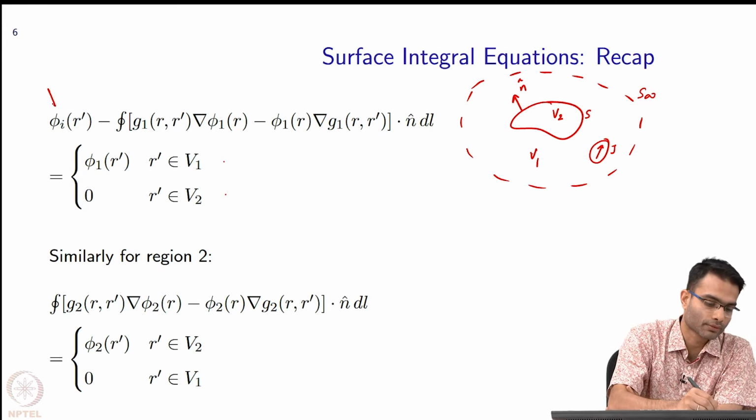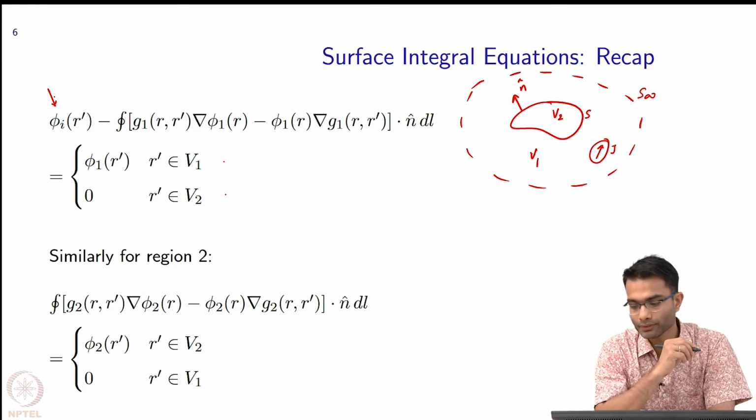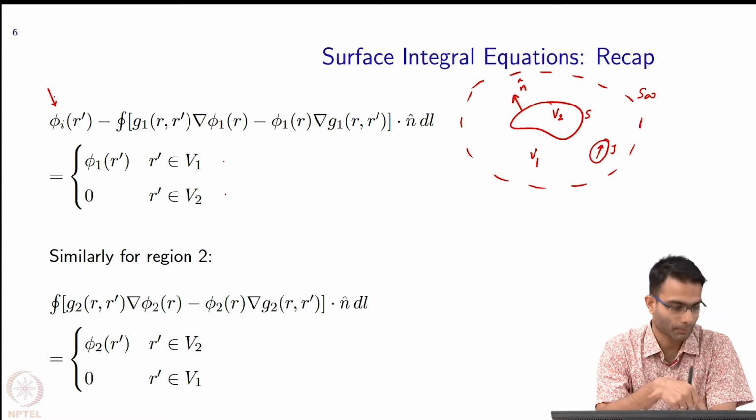The incident field. There is an incident field only in region 1, in V1, right, that is why it is there here, but in the second equation it is not there. Okay, so, everyone remembers this.